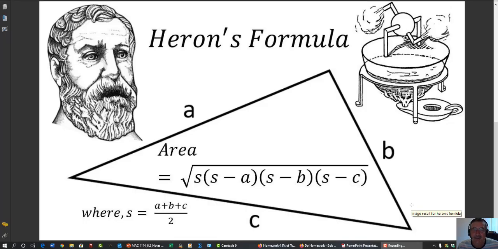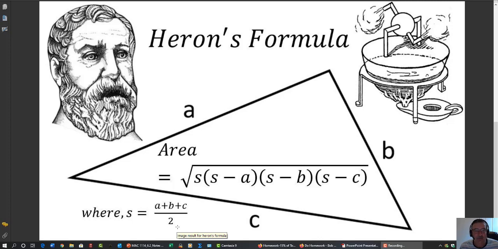All right, now for our last example, this is a derivation of the law of cosines, and this is a famous Greek mathematician named Heron who came up with an area formula for any oblique triangle. And here's what his formula says. The area of any oblique triangle, and notice he's labeled the sides A, B, C here, equals the square root of S times S minus A times S minus B times S minus C, where S is the sum of the three sides divided by 2.